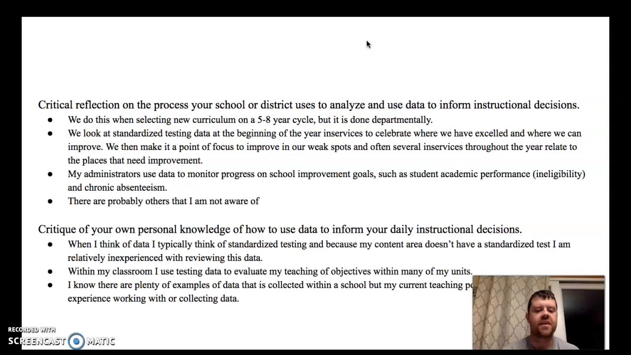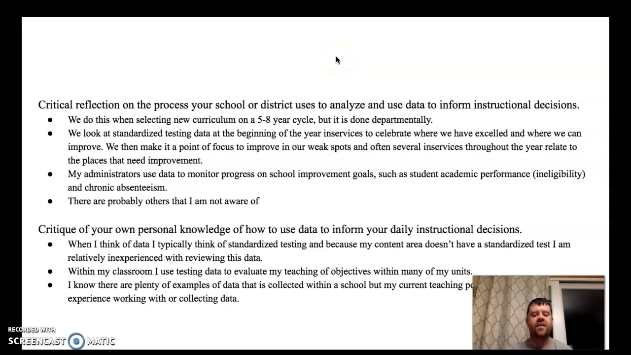Now for critical reflection on the process that your school and or district uses to analyze and use data to inform instructional decisions. We do this when selecting new curriculum on a 5 to 8 year cycle, but it's done very departmentally. Me and the other ag teacher at Central Heights, when we picked new curriculum and new textbooks, we went through the data on what kids are needing and along those lines. But it's not necessarily school-wide.